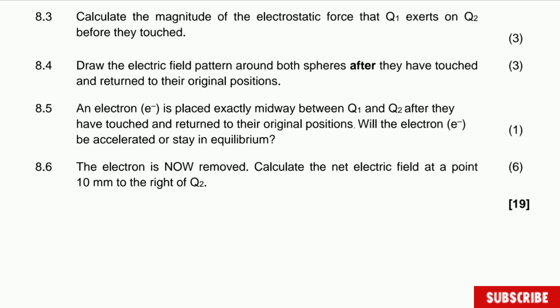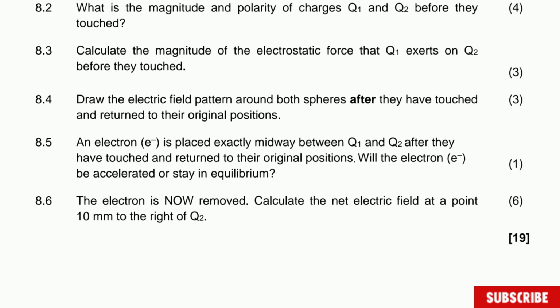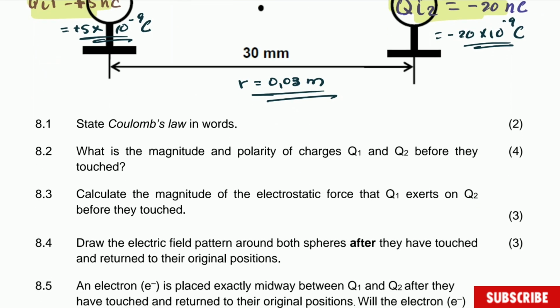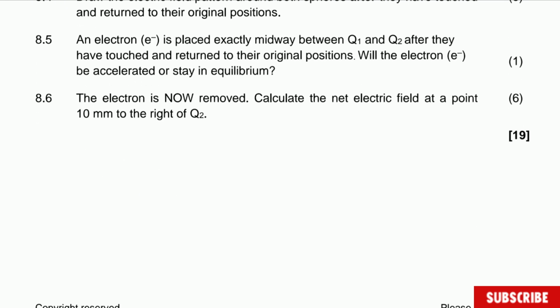Okay? The next question is question 8.4 and it says, draw the electric field pattern around both spheres after they have touched and returned to the original position. Now, I want you to note that both charges at the end have a negative charge. Here it is. So both of them are negative charge. We're going to solve that question right on this side. 8.4. We have two spheres, and those two spheres are going to be negative, both of them. So those are the two negative. They're going to repel each other. And you need to know that the shape is going to look like this one.